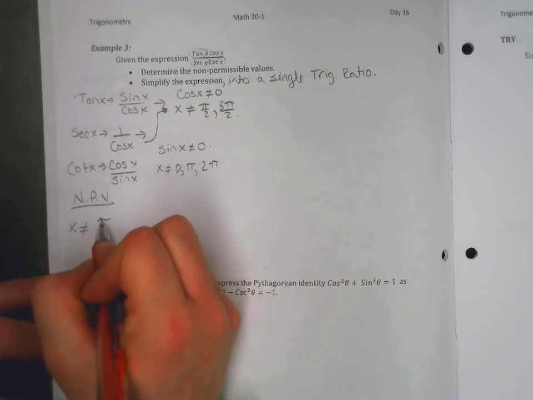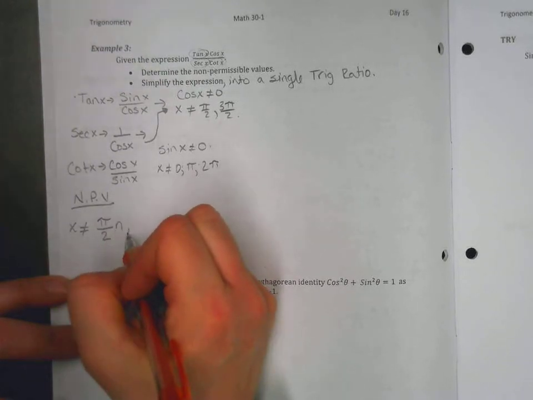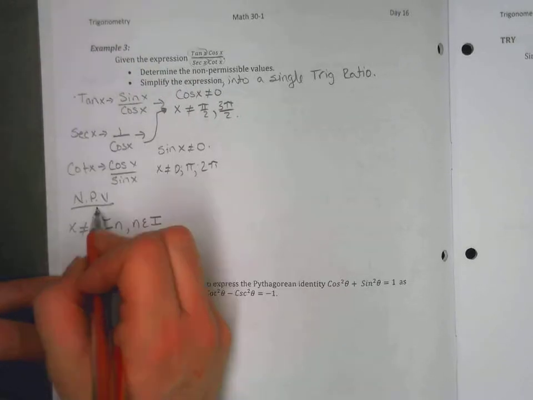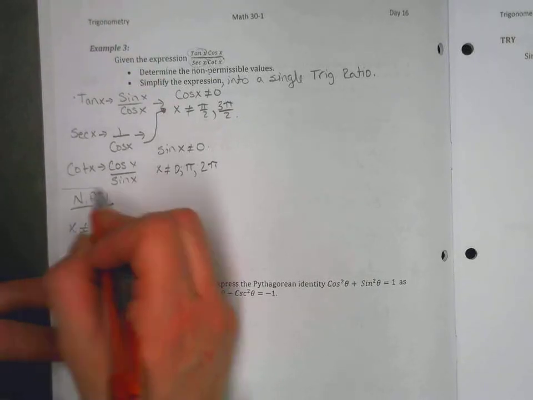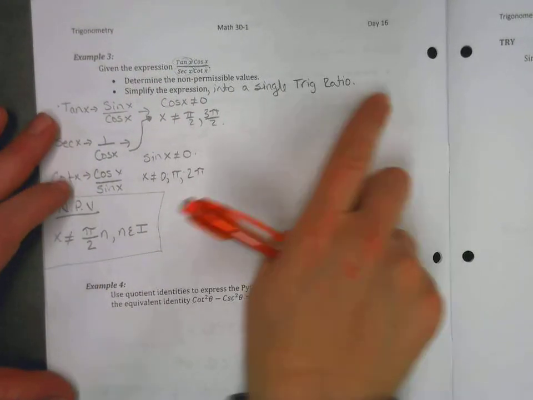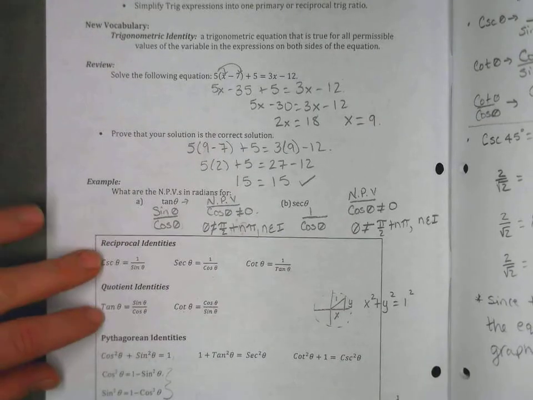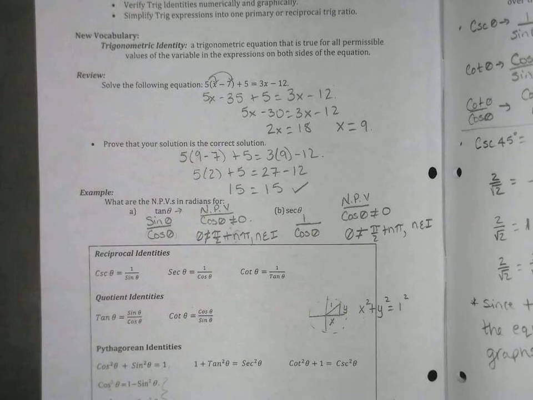Now we're asked to simplify the expression. So to simplify the expression into a single trig ratio, we want to use these reciprocal and quotient identities that are on our sheet. So you're going to replace tangent of x with sine over cos, secant with 1 over cos, and cotangent we can replace with cos over sine. So this is what we want to do.